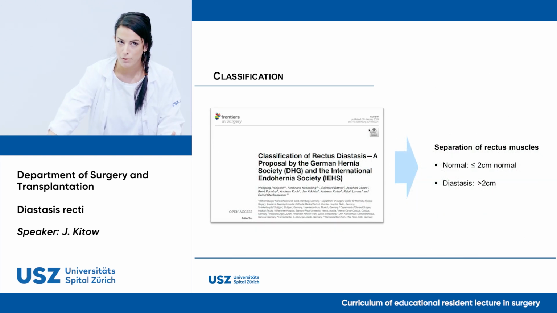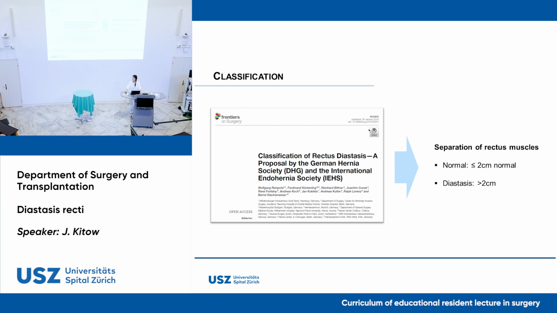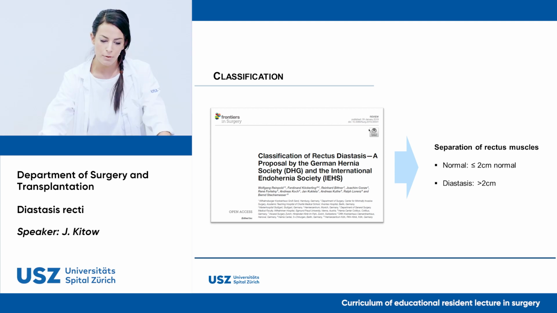So actually, there's a problem with classification. There was no common or recognized classification of diastasis rectus abdominis until 2019, when a working group of the German Hernia Society and the International Hernia Society set themselves the task to devise such a classification. And they considered a rectus diastasis abdominis to be a separation of the rectus muscles of more than 2 centimeters.